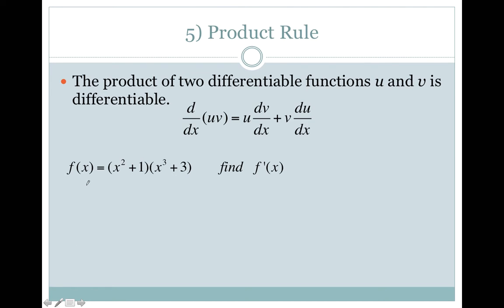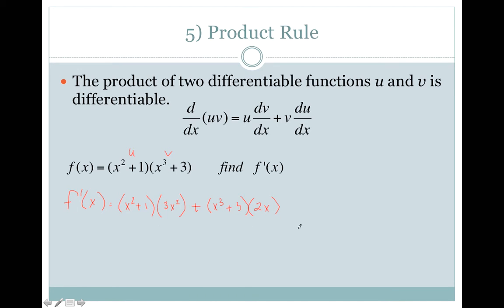So if I wanted to find f prime here, I would think of this as function u and this as function v. So I need to take the first function, multiply it by the derivative of the second. And the derivative here is going to be 3x squared plus 0. So that's going to be 3x squared. Plus the second function, or my v function, which is x cubed plus 3, times the derivative of the first, which is the derivative of x squared plus 1, is 2x plus 0.